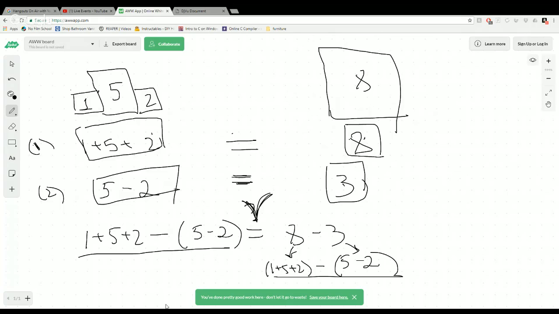Okay. So remember, the equality sign tells you that whatever expression you have to its left, doesn't matter how complicated, always equals whatever expression you have to its right.